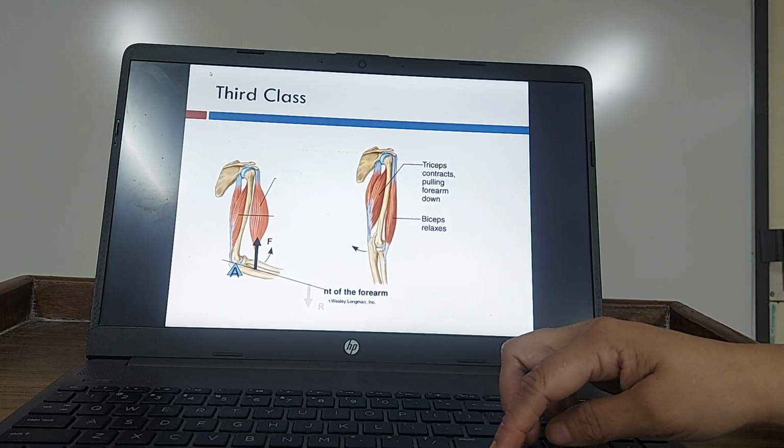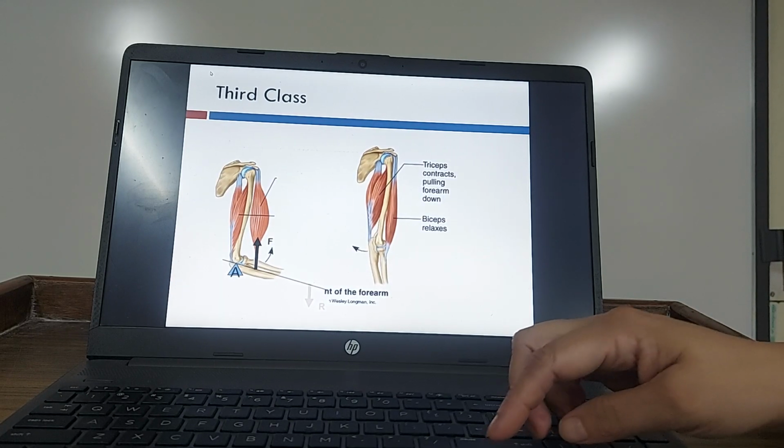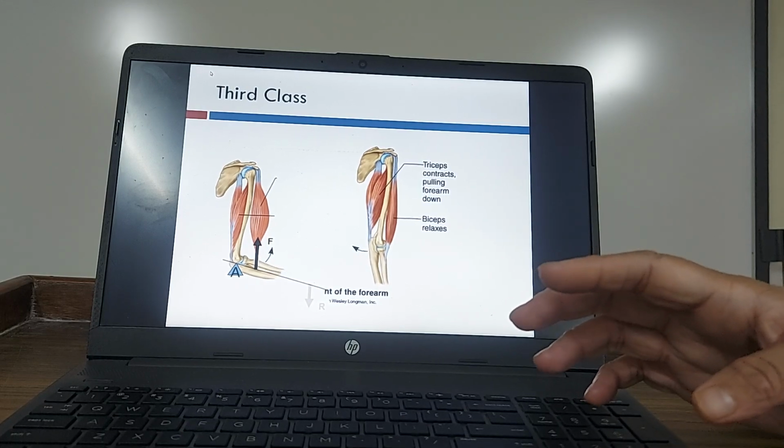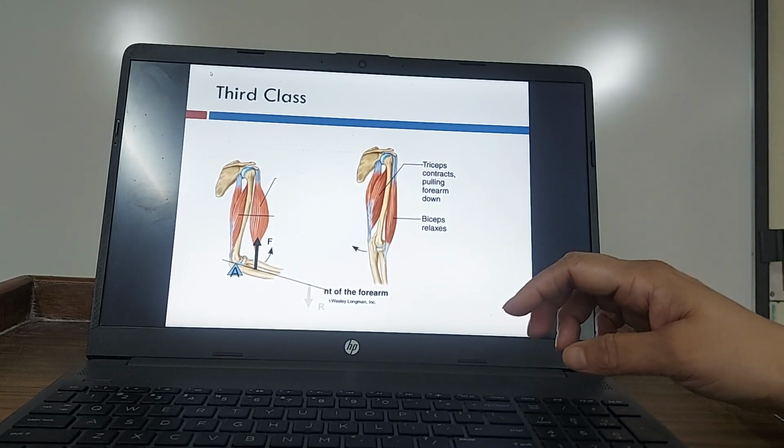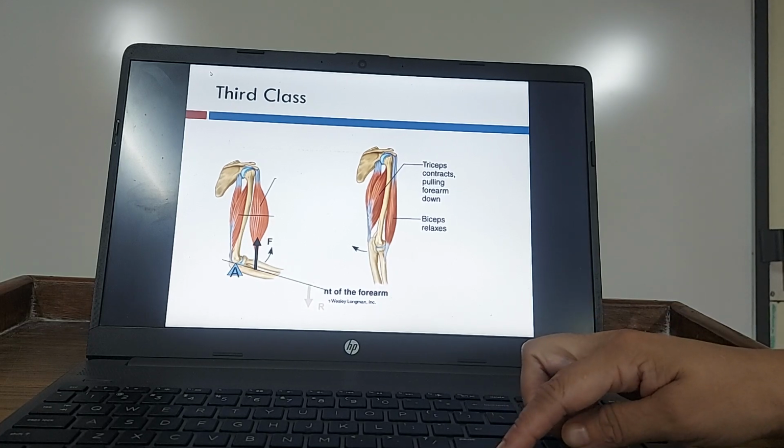Fine. It can also be an example, in the case of lifting, where I have to lift an object. It can be an example of biceps curls also. You can take this as an example too. Fine.